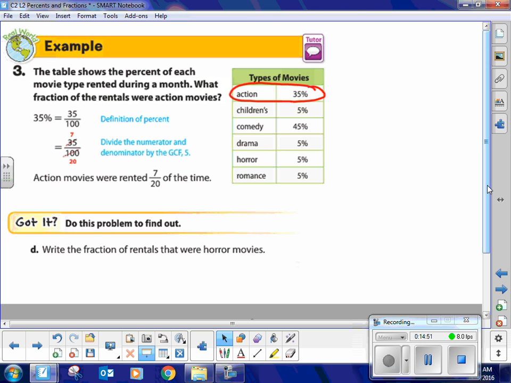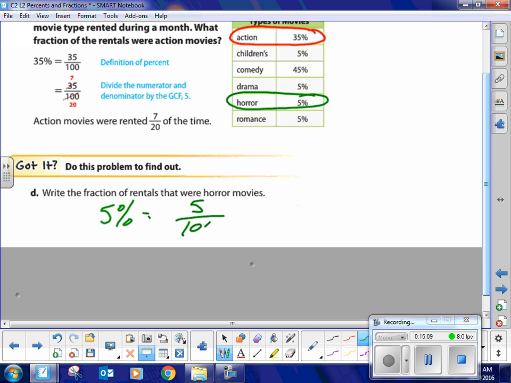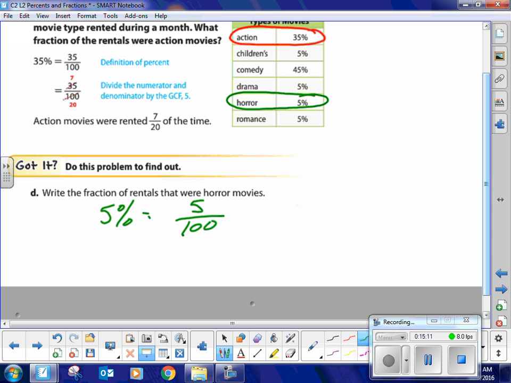It says write the fraction of rentals that were horror movies. I'm going to go ahead and circle horror movies in a different color so we know what we're looking at. So we got 5%. The definition of a percent is a number compared to 100. So we put 5 over 100. Again, the greatest common factor between those numbers is 5. We divide both by 5, so that goes 1, that goes 20, so that's 1 over 20, or 1/20th. Pretty easy. So now you know that 5% is equal to 1/20th.